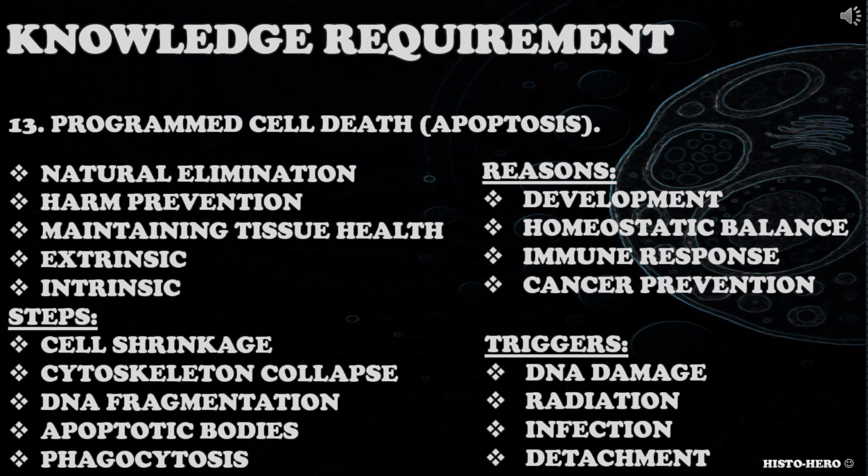What are the reasons behind apoptosis? Consider development, maintaining tissue homeostasis, immune response, or cancer prevention. What can cause apoptosis? Consider damage, radiation, infection, cell detachment from extracellular matrix, withdrawal of growth factors. How is apoptosis controlled? Consider genetic and environmental signals, activation or inhibition of caspase family of proteases, deciding survival or destruction.